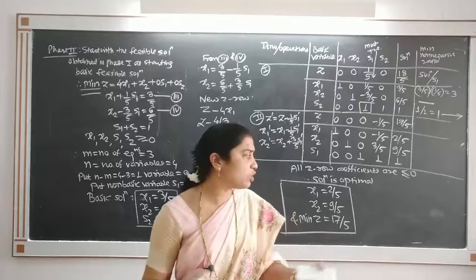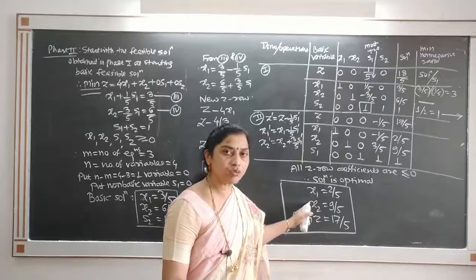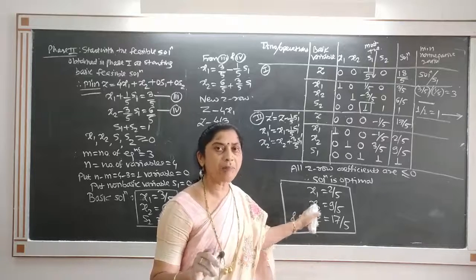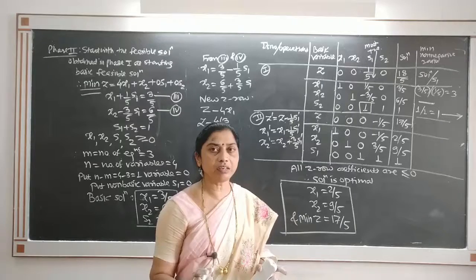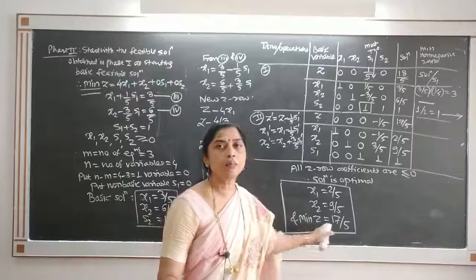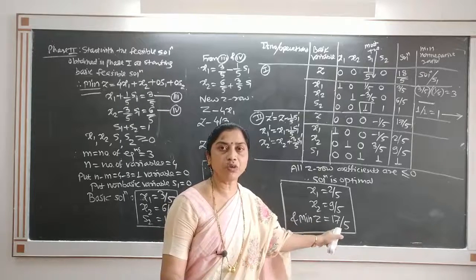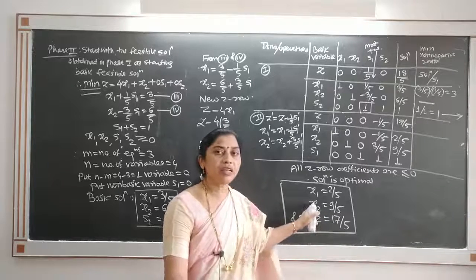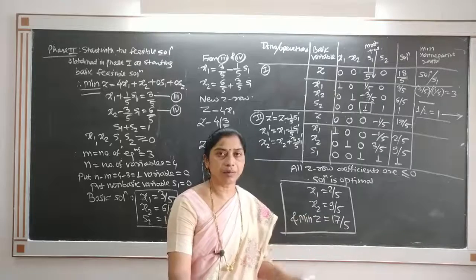We are able to check the solution by substituting these values in the given constraints. Those must be satisfied. At least 2 should be equalities, and the value of Z must be equal to 17 by 5 from these values. So you can check these values and get that this solution is correct.